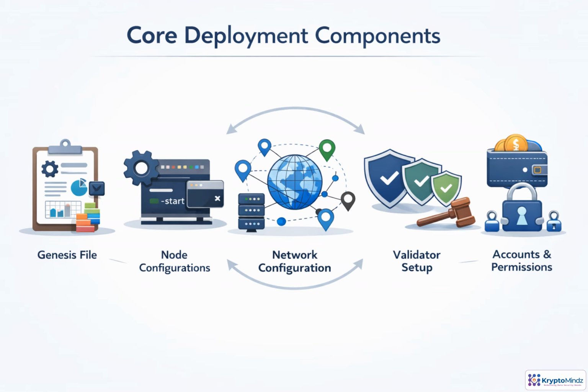A Besu deployment is a set of coordinated settings across nodes. The Genesis file defines the shared starting point, chain rules, initial accounts, and consensus behavior. Each node also needs its own startup configuration, including data paths, keys, ports, and enabled APIs. Networking settings determine how nodes find and trust peers. Validator setup defines who can produce blocks. Accounts and permissioning then control who can connect, transact, or administer the network.